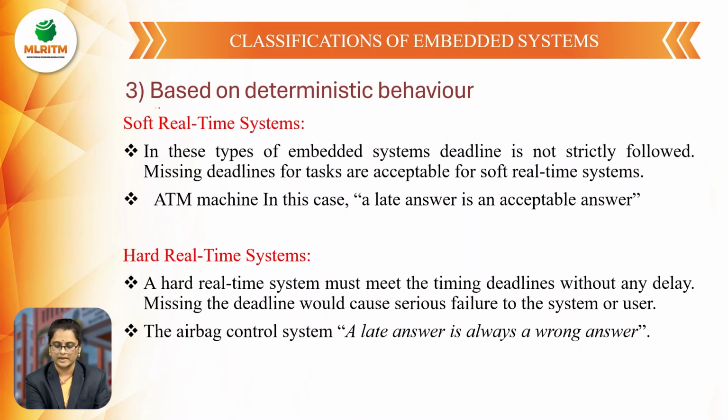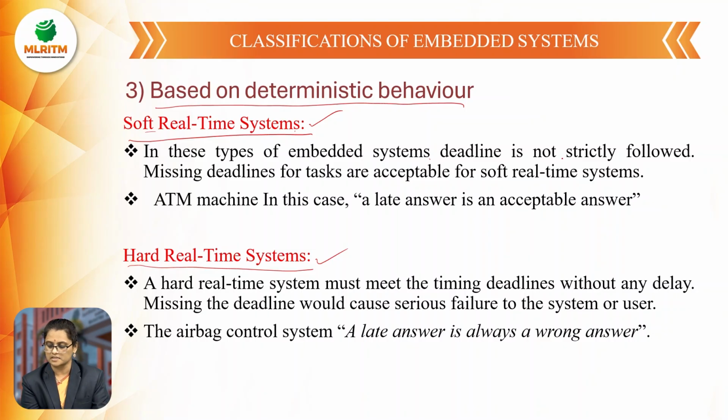And third one is based on deterministic behavior. It can be divided into two types. Those are soft real-time systems and hard real-time systems. Coming to the soft real-time system, in this type of embedded system, deadline is not strictly followed. Missing deadlines for tasks is acceptable for soft real-time system. So best example is ATM machine. Response time is not mandatory and there is no strict deadline in the soft real-time system.